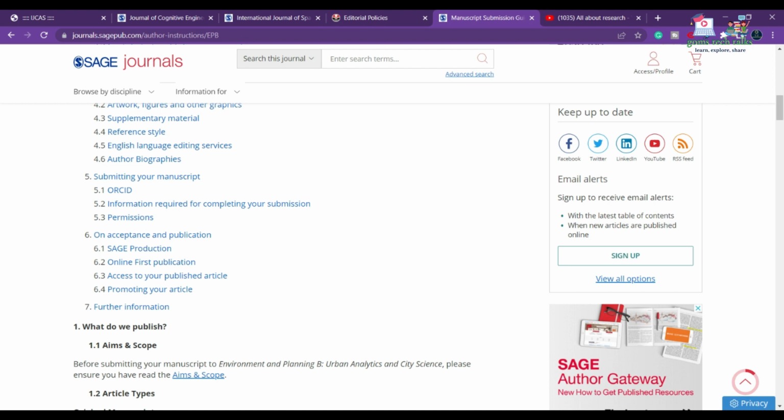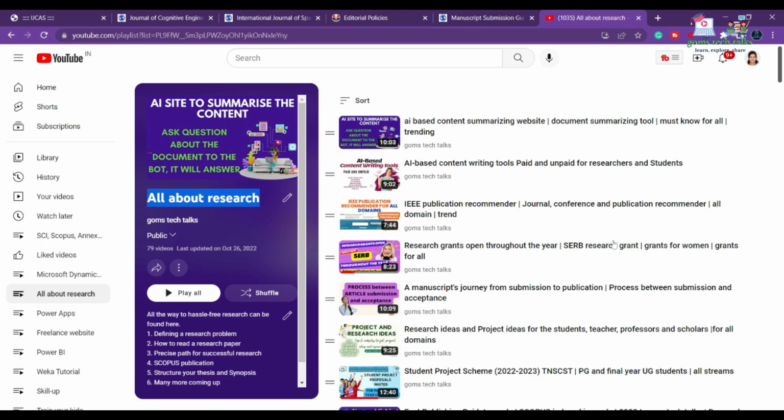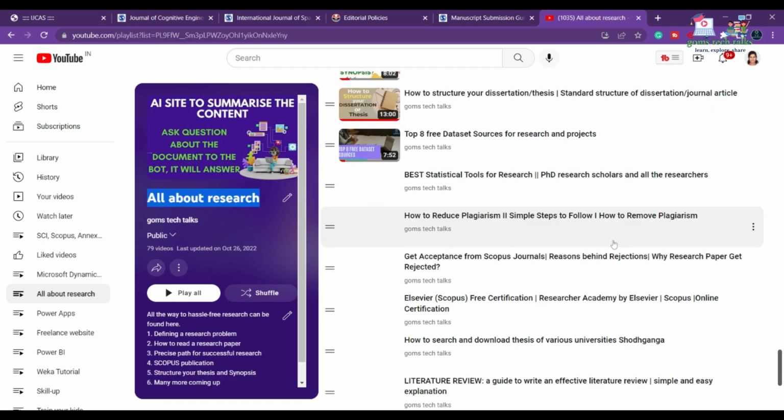Again, I just wanted to confirm that I am not related to any research consultancy, so I cannot help you get your article published in Scopus or SCI. I can just show you the path: what journals you have and how to publish. You can see everything related to research here. That I can do. Other than that, you have to try.